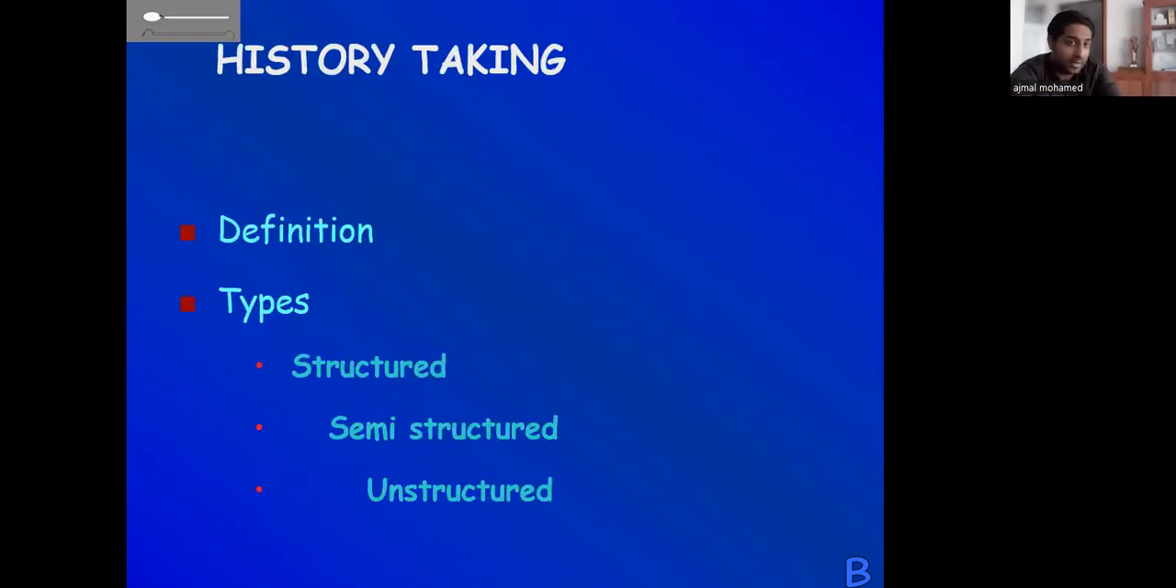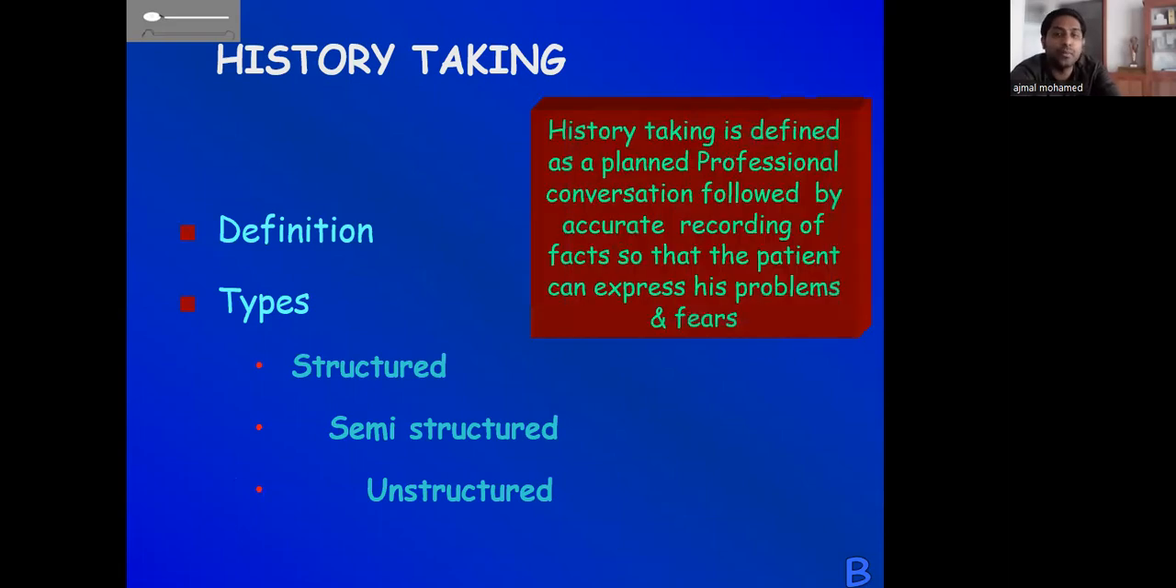So by definition, as I said earlier, case history is a planned professional conversation between the clinician and the patient that is used to alleviate the patient's fear and ensure respect and safety. So different types of case history taking are there: structured, semi-structured, or unstructured. But whatever you take, definitely the first sentence, listen to the patient, he or she is telling you the diagnosis, should be kept in your mind while you take a case history.